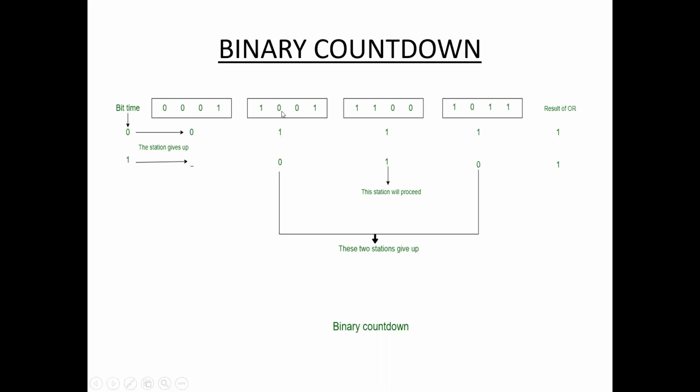Next we take the second bit. Here the second bit is 0, here the second bit is 1, and here the second bit is 0. So we perform the OR operation: 0 or 1 is 1, 1 or 0 is 1. So the result of the OR operation is 1. Only the stations with second bit 1 stay in the competition. See, only station 3 will proceed. Station 2 and station 4 give up.